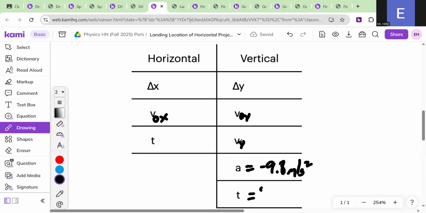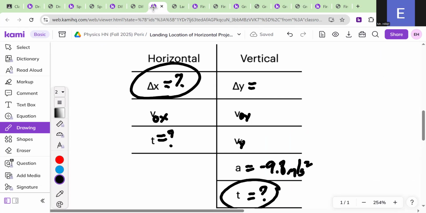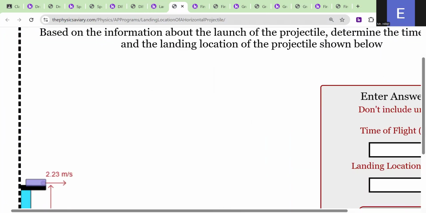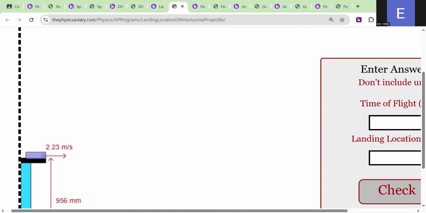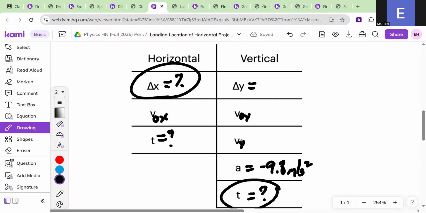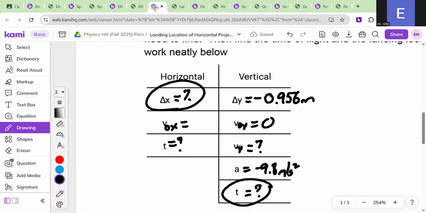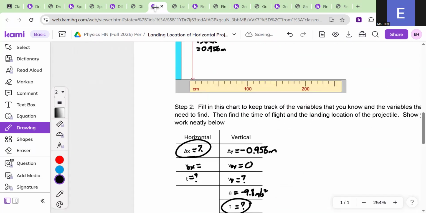Okay, we don't know the time. That's going to be our main unknown, and we don't know delta X. So we're trying to find these. My delta Y is how far it falls. In my case, it's negative 0.956 meters. V naught Y is 0 for a horizontally launched projectile, and I don't know the final velocity. My V naught X was 2.23.